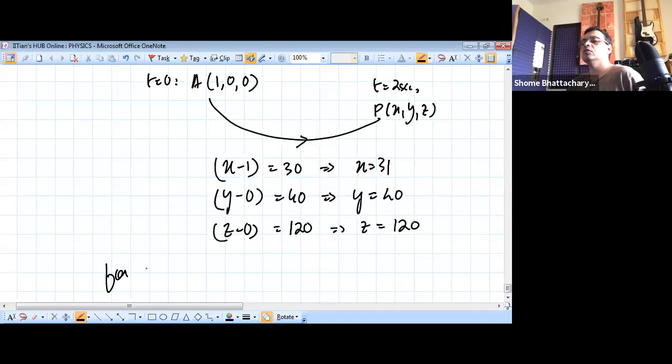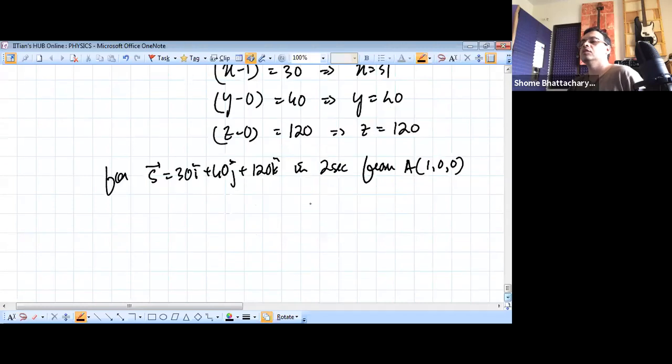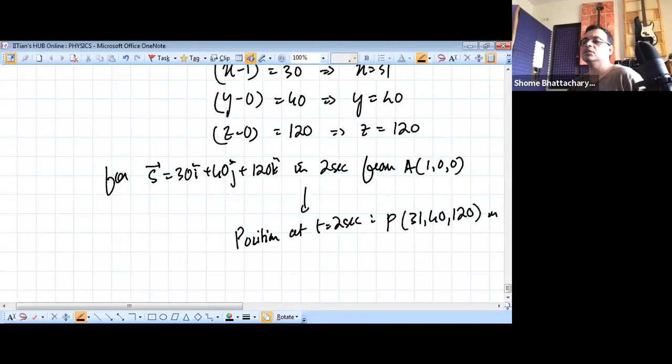So for the displacement of 30i cap plus 40j cap plus 120k cap in 2 seconds from the point E, the final position at t equal to 2 seconds will be the point P, which is (31, 40, 120) in meters, because the displacement vector was in meters.